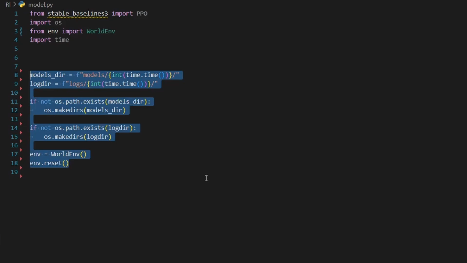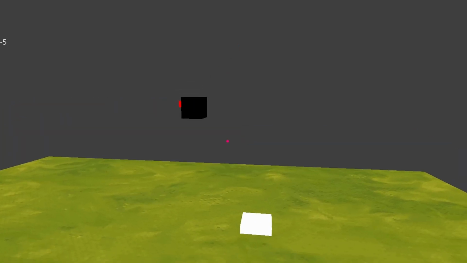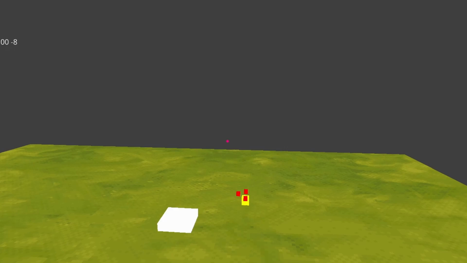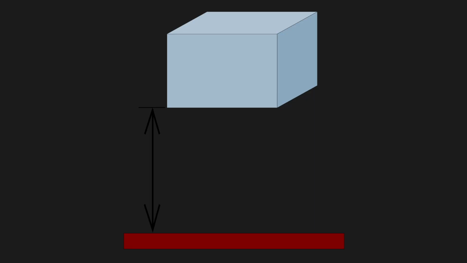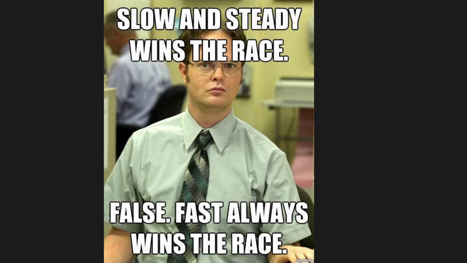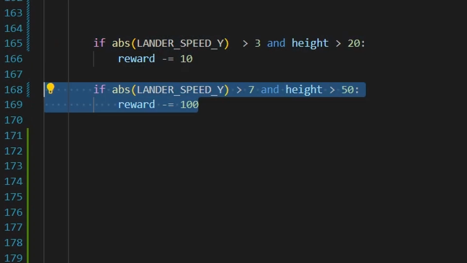I chose the PPO algorithm for training. After what felt like forever, the model started reaching the target, but let's just say its landings were a bit forceful. To encourage a gentler touchdown, I fixed an altitude threshold. Below this threshold, we want our lander to descend as slowly as possible. To achieve this, we penalize the model based on its descent speed.